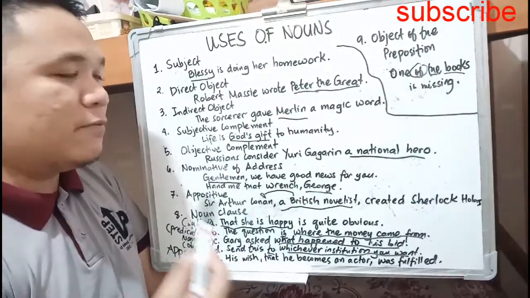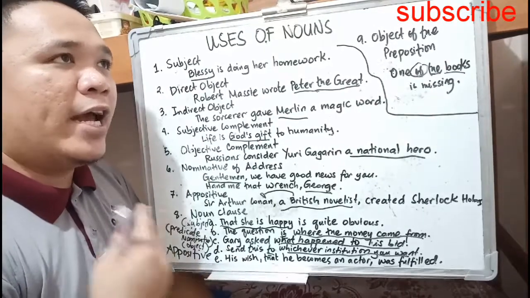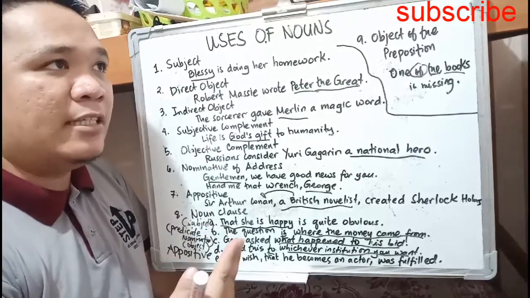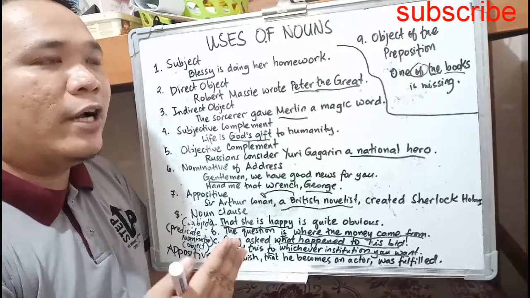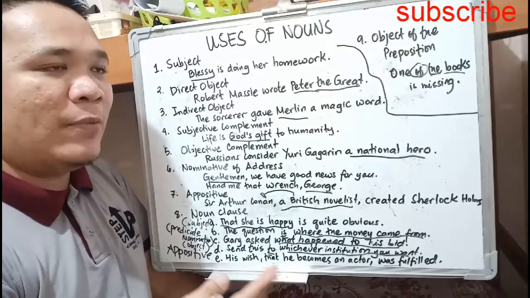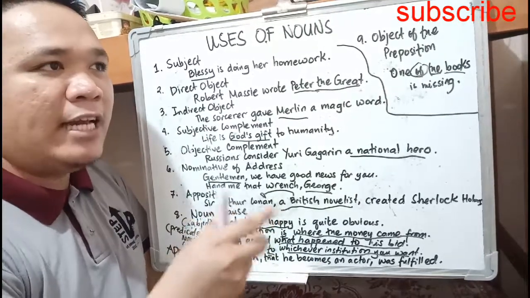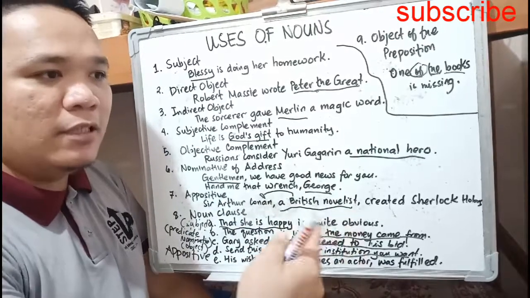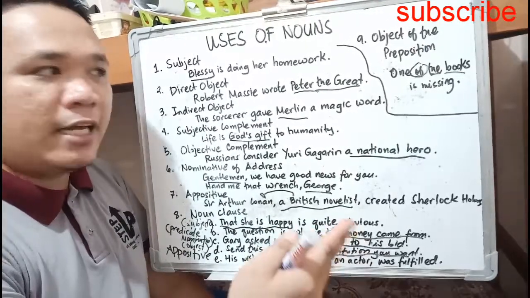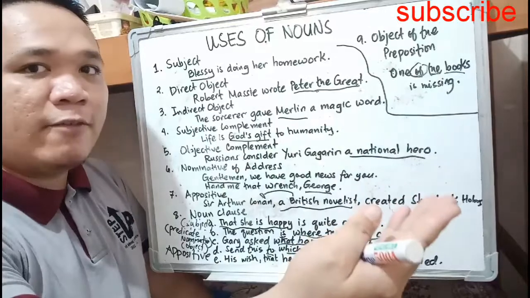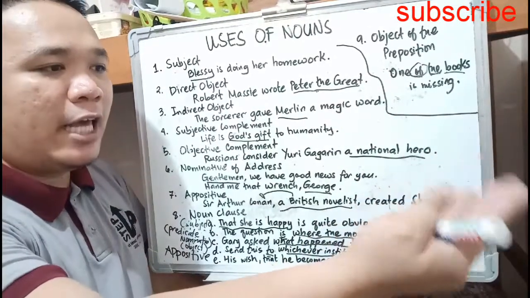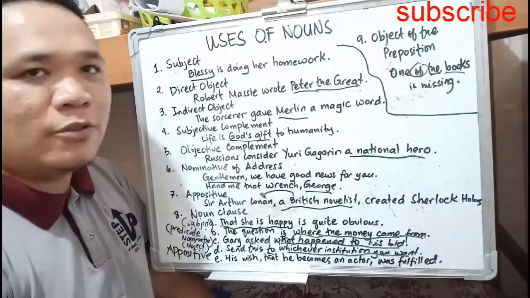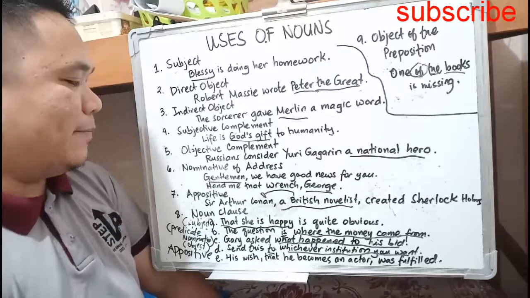Another example, for example, we have Ryan. The people consider Ryan a hero, or they name him Ryan. So they name him: him is the direct object, and we have the objective complement. The hero refers back to the word Ryan.